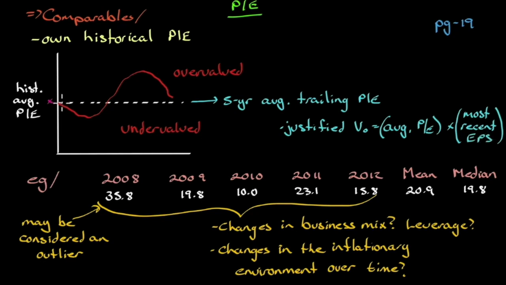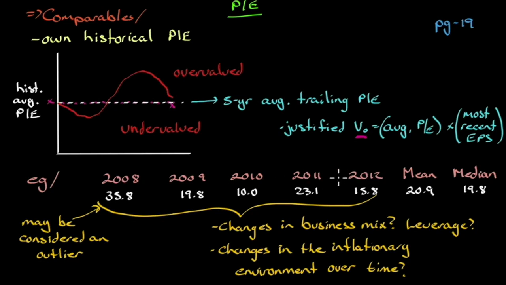So if we say, look, this is the historical PE for this company, let's have a look at what our EPS is at this point. We'll multiply our historical average PE by that EPS, and we can come up with some measure of intrinsic value. We can compare that with the price in the marketplace to determine if it's over or undervalued at that point in time. So let's look at an example here.